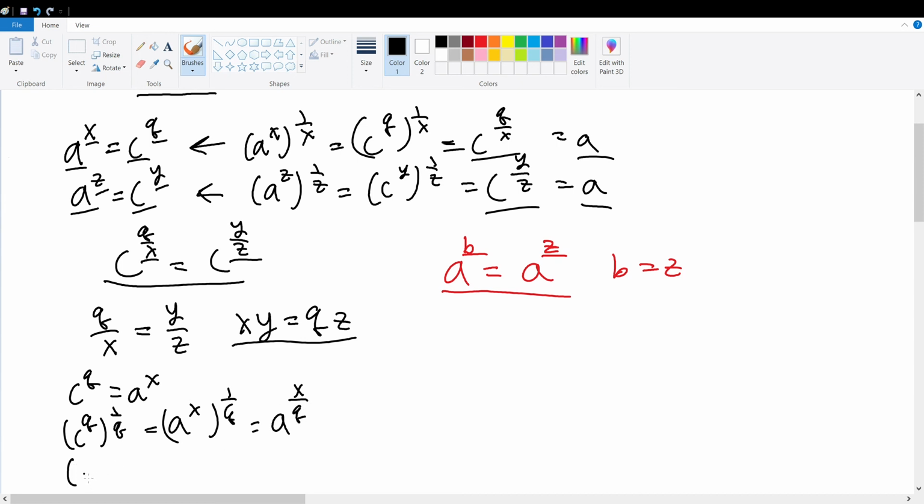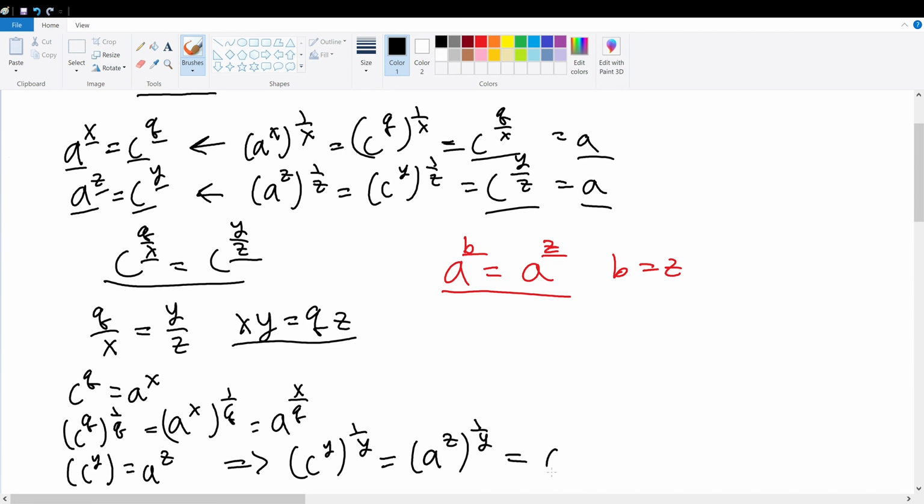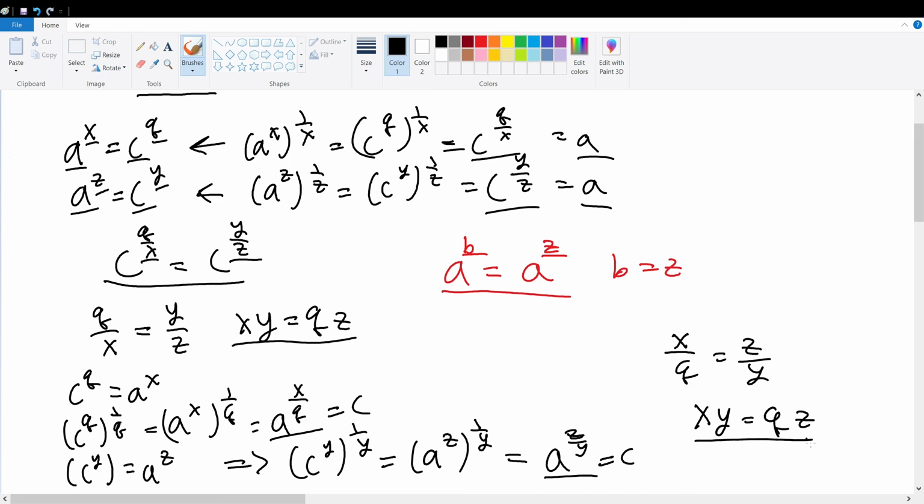And likewise, c raised to the y power will be equal to a to the z power. Therefore, c raised to the y power raised to the 1 over y power, while isolating c, will be equal to a raised to the z power raised to the 1 over y power, which is equal to a raised to the z over y power. Notice how both of these terms are equal to c. Therefore, a raised to the z over y must be equal to a raised to the x over q. Obtaining x over q is equal to z over y. Cross multiply to get xy is equal to qz as well. So these are the two approaches that you can use to solve number 14.